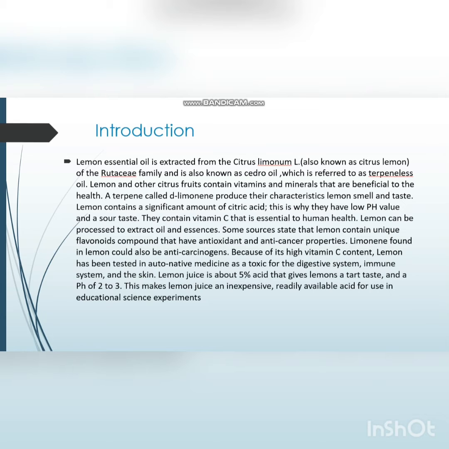Lemon contains a significant amount of citric acid. This is why they have a low pH value and a sour taste. They contain vitamin C that is essential to human health. Lemon can be processed to extract oil and essences.